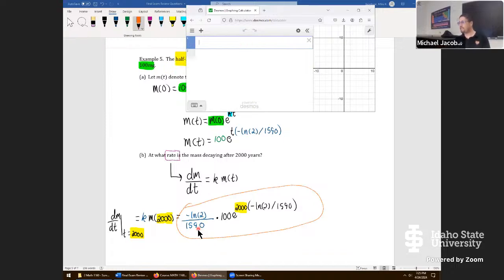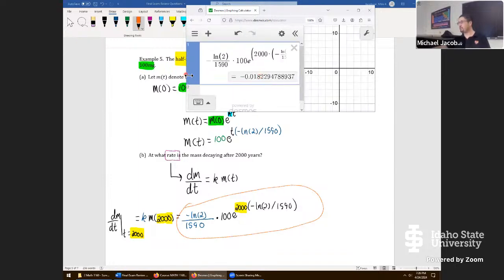Okay, going left to right, it's negative natural log 2 divided by 1590 times 100 e to the power of 2000 times, and let me come back up here. Desmos wants to make you leave the exponent when you go to times, so you need a parenthesis to say we're staying there. Negative natural log of 2 divided by 1590. That's really hard to read. Let me see if I can blow that up a little bit.